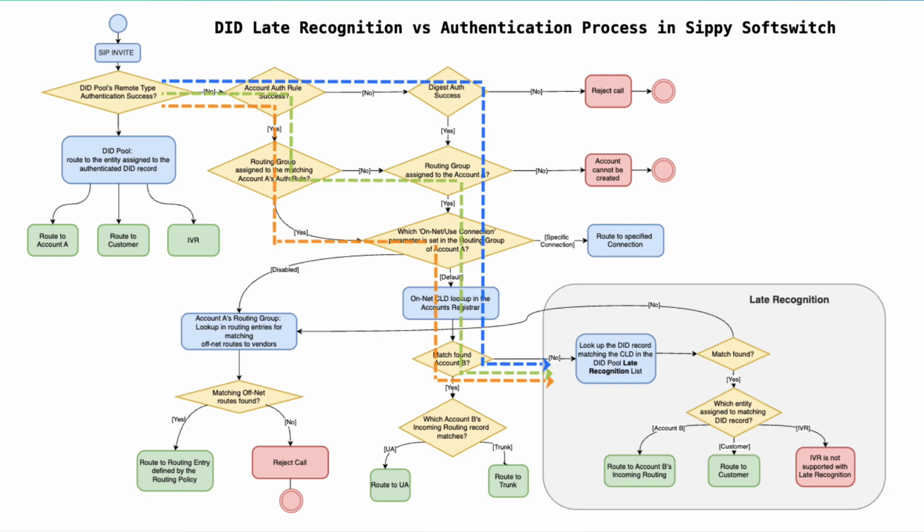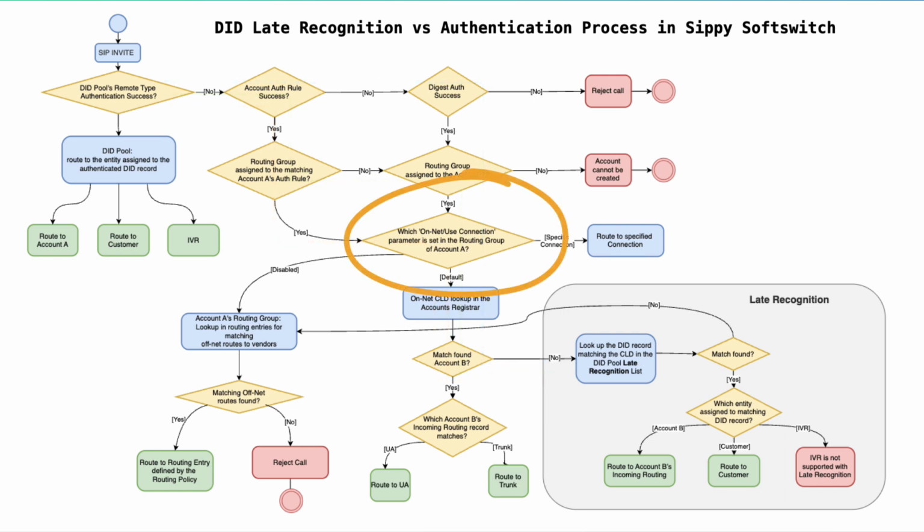Regardless of the path, the key setting that determines whether a call is routed to late DID recognition is the on-net use connection parameter in the routing group. If this parameter is set to default, the call proceeds to an on-net lookup. Other values, such as disabled, will result in a different, off-net routing path. Once the on-net lookup begins, the system first searches for a matching CLD in the list of all accounts. If a match is found, the call is forwarded to that account's incoming routing feature for processing. The system then evaluates the incoming routing rules to find a matching entry for the call, ultimately sending it to the specified destination, such as a registered user agent, UA, or a trunk.